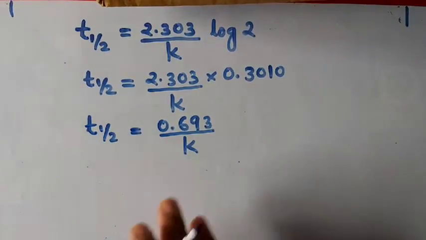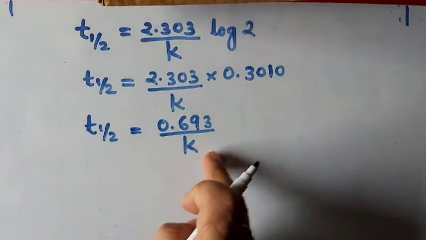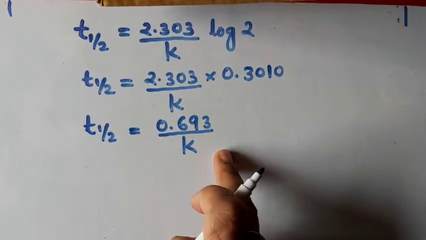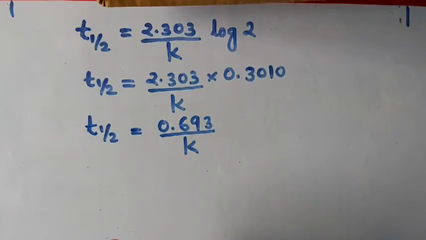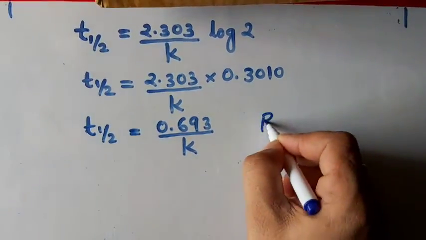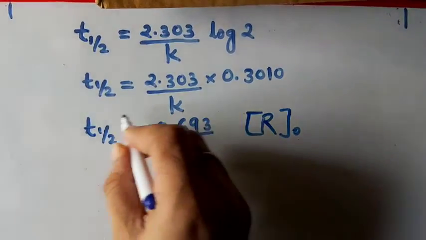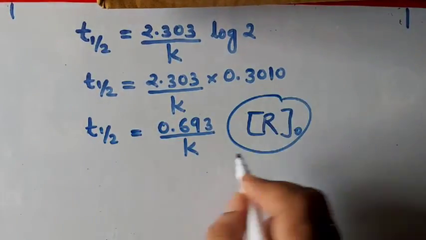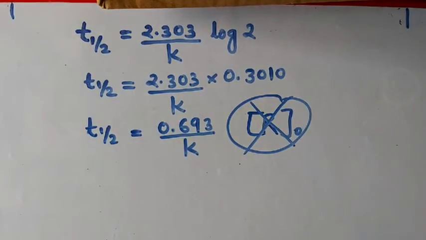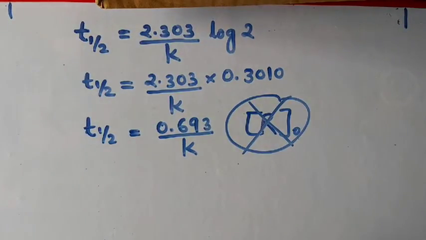Now this equation shows something special. We do not have any concentration term over here. We do not have initial concentration over here. That means half-life period for first order reaction does not depend upon initial concentration of the reactants, because we do not have such values. We do not have this value in the equation. That means it doesn't depend on initial concentration of reactants in case of first order reaction.